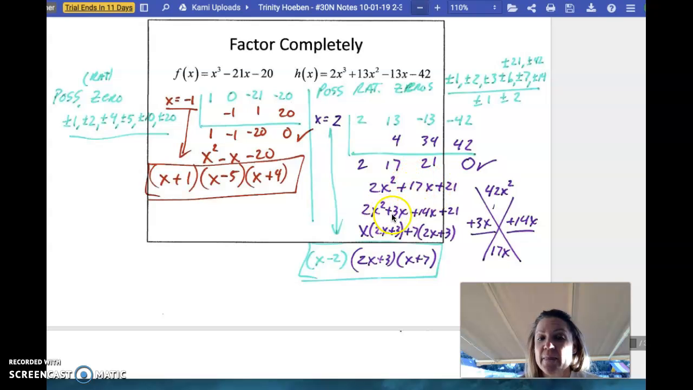Then the GCF here is x, so we factor out an x. That leaves us with 2x plus 3. The GCF here is 7. Factor out the 7, you get 2x plus 3 again. So if you have 2x plus 3 and 2x plus 3, that's one of your binomials. And then the x plus 7 that's left over is your third binomial.